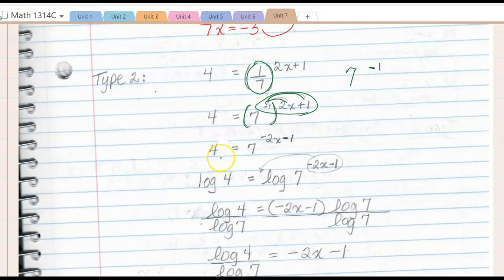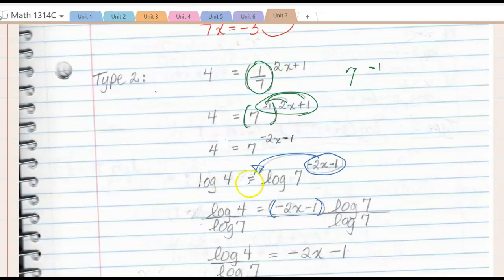Again, we are unable to get the same base, so we're going to take the log of both sides. Only because I already used natural log in the first type, I'm going to use common log of base 10 for this problem. So I'm going to take the log of both sides. That will give me the log of 4 is equal to the log of 7 to the exponent of negative 2x minus 1. I'm going to bring that exponent to the front using the third property of logs. And notice I put that in parentheses because I have two terms for that exponent.